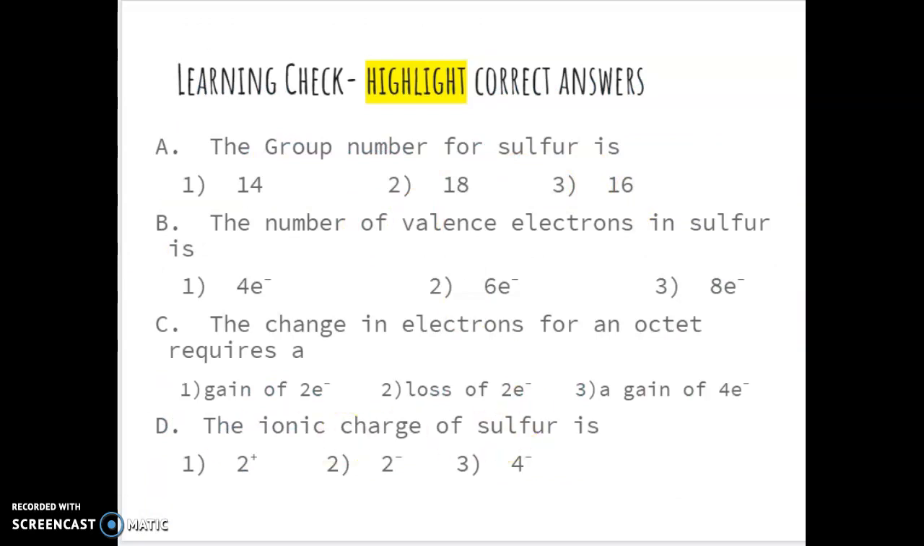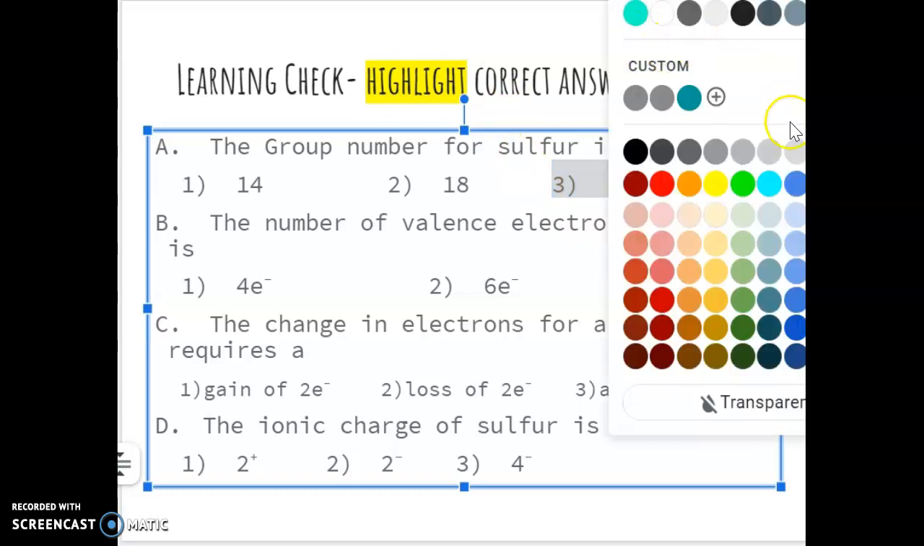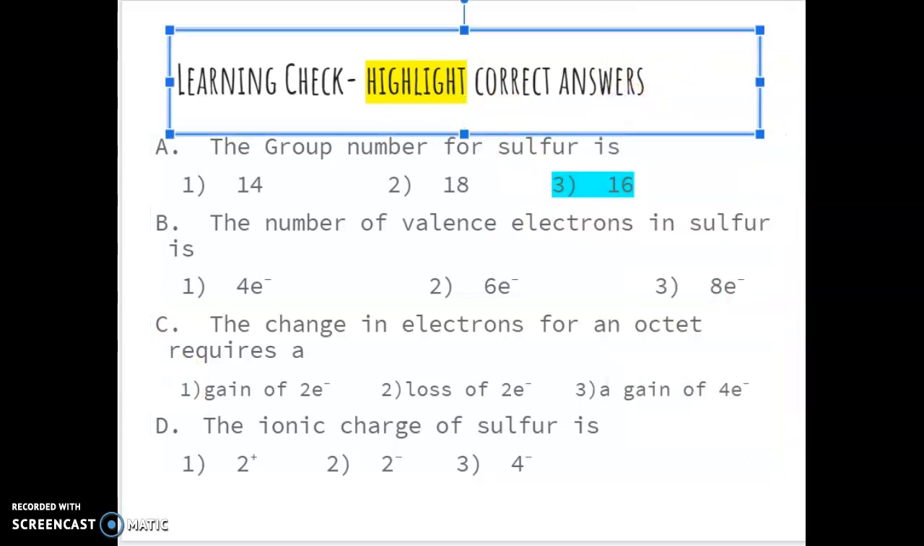The group number for sulfur is, so sulfur is typically group 6 when we look for valence. So it's going to be 16. So you would highlight 16. Answer A through D.